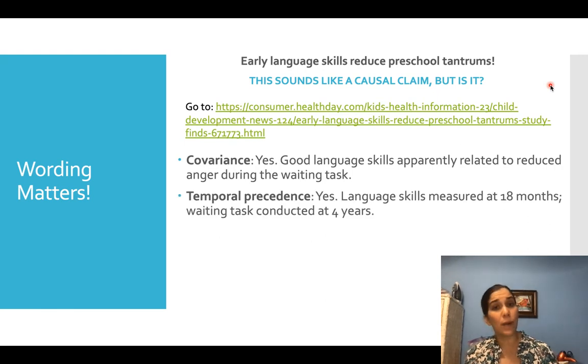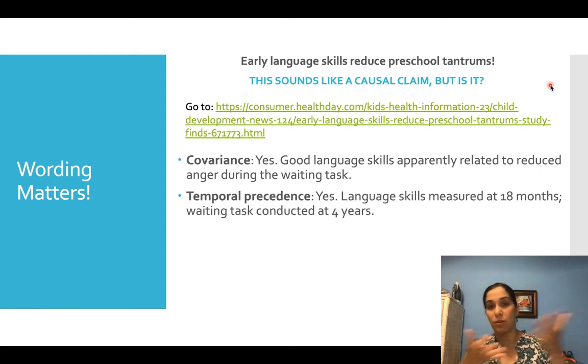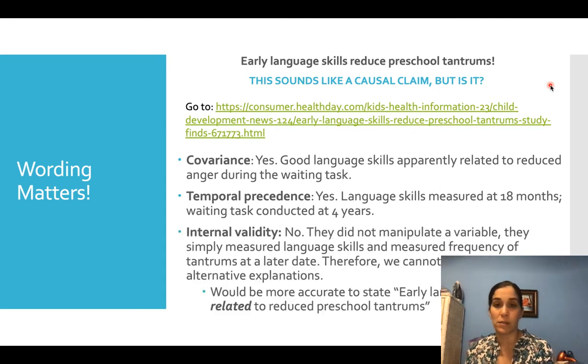Do they have temporal precedence? Meaning, did the variables that they manipulate come before the variables that they're measuring? Yes. They measured language skills at 18 months, and then they measured the tantrums at 4 years, right? So language skills, the thing that they're manipulating, was measured at 18 months. And the preschool tantrums was measured later at 4 years. So they do have temporal precedence.